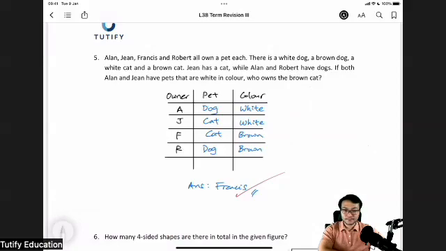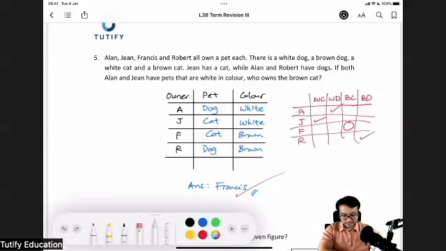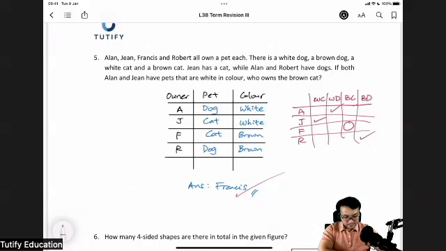Then in my chart, if you have a tick in one row that's completely empty except for that one tick, you can cross out all the other ones in that row or column. Like that. Okay, so let's say we are reading the question, and they say that Jean has a cat. So straight away, you look at Jean. Jean has a cat. So we will cross out the dogs.